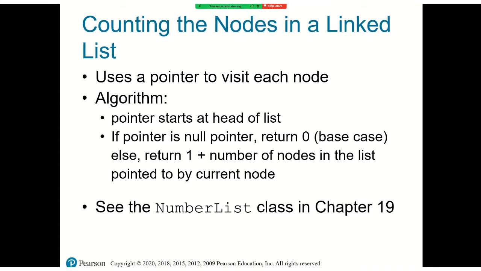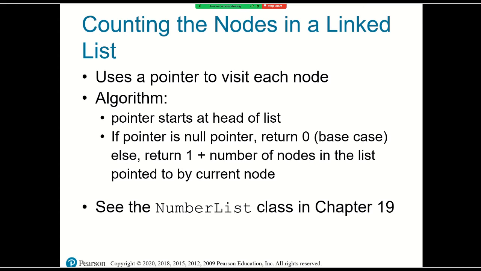So how do you do that? Counting. You use a pointer to visit each node. The algorithm: the pointer starts at the head of the list. You remember from our past class, the linked list has two attributes. One is the data and another is a pointer to the next node in the list. So that's how the linked list is formed.